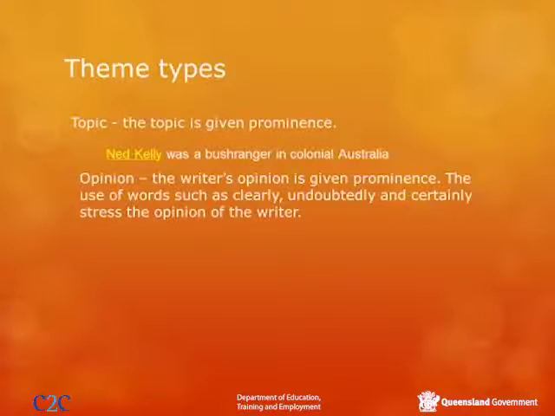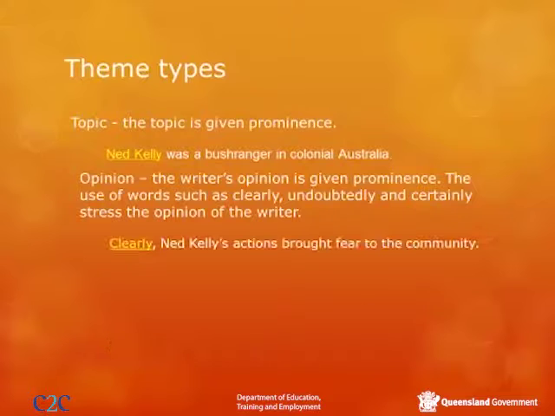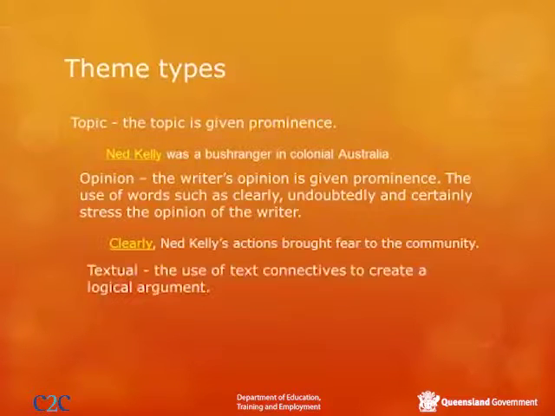In persuasive argument, the writer's opinion is very important. By starting sentences and paragraphs with words like clearly, undoubtedly, and certainly, the writer can make sure that the audience understands the certainty of their point of view. Grammatical theme can also be used to guide the reader through the logical progression of the argument. Text connectives signal to the reader how the argument is developing.